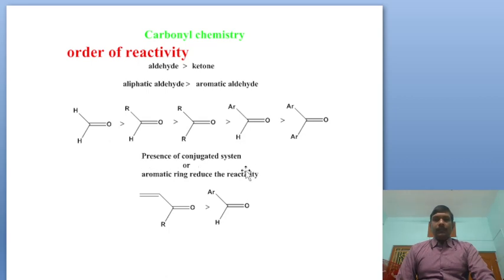The presence of a conjugation system also reduces the reactivity here. The presence of a conjugation system, that is a double bond at the alpha carbon and beta carbon, will further reduce the reactivity of the carbonyl compound.